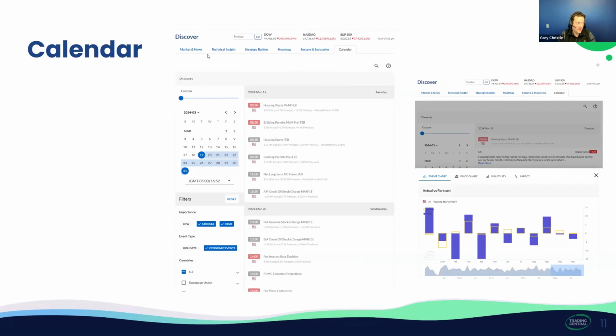We have Technical Insight, the news, Strategy Builder, and then the calendar is the last one, where you can see the actual data today and how it's performed over a certain period of time. So we can look at, in this example, we had housing starts. You can actually now see the trend. And this is going to help you in everyday life. If you want to understand interest rates and inflation, you can now get that trend and be well aware of what's happening and what's coming down the line.